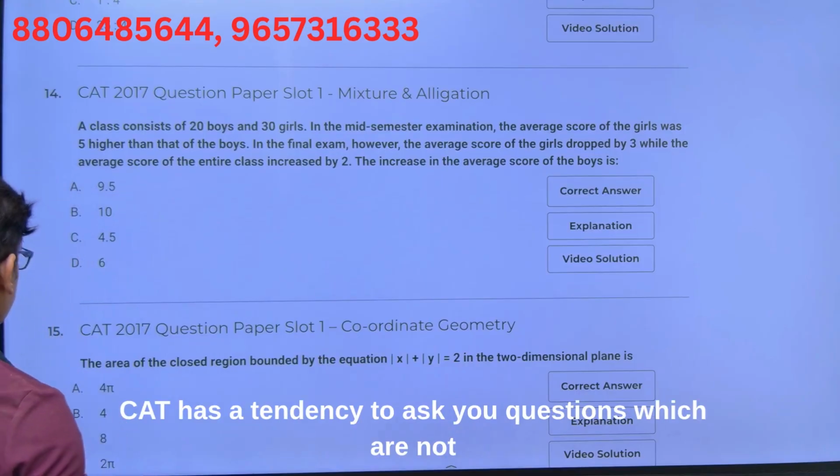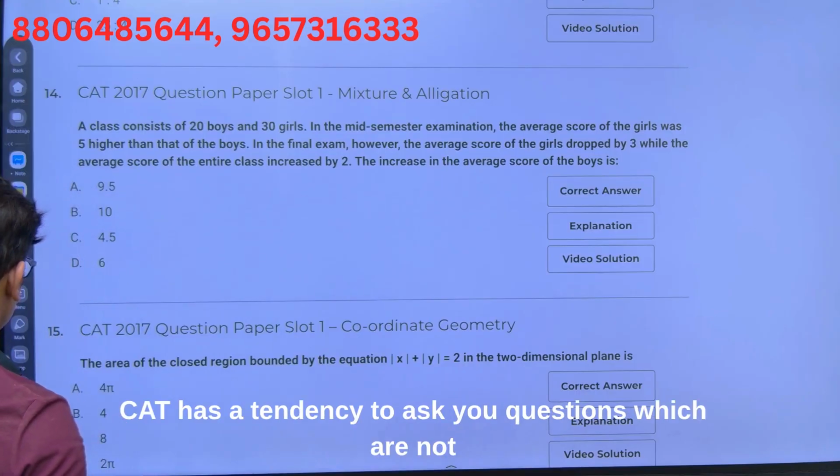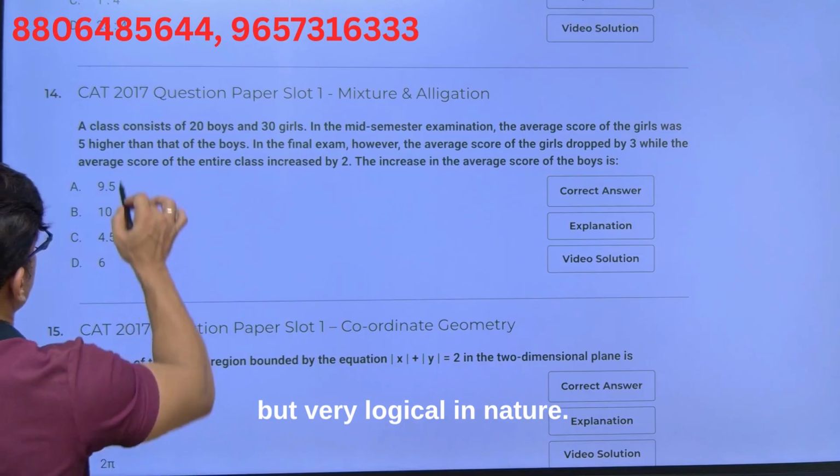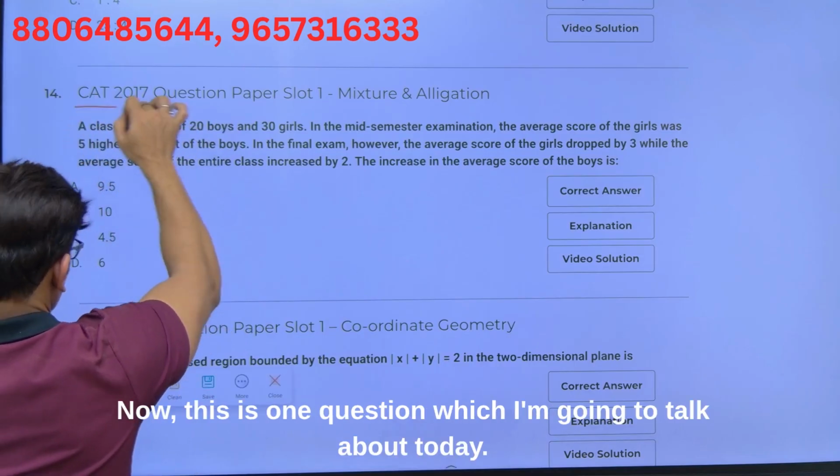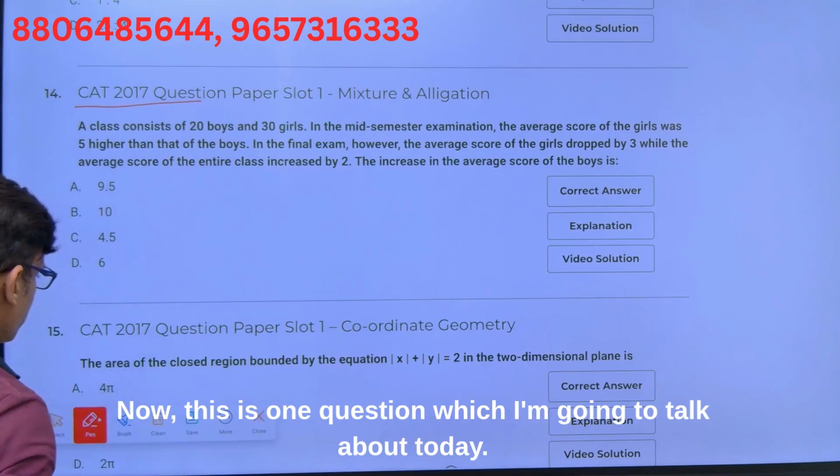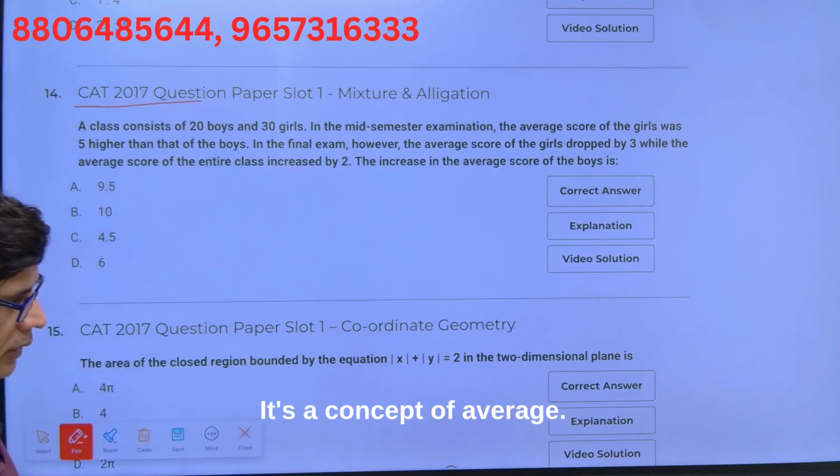See, CAT has a tendency to ask you questions which are not very difficult but very logical in nature. Now, this is one question which I am going to talk about today. It's a concept of average.